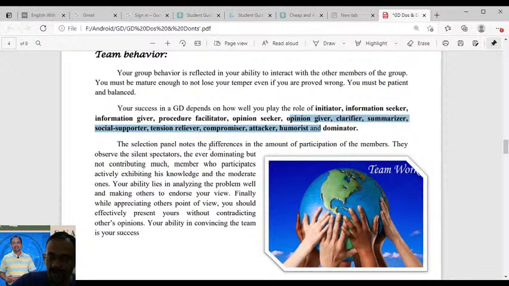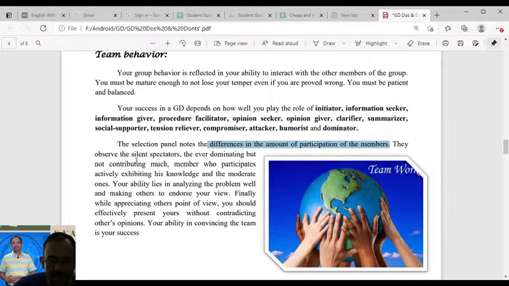Okay, so the selection panel notes the differences in the amount of participation of the members. Like if you are sitting very quietly for the entire duration of the discussion, then you shall not be selected. Okay, even when your turn is not there, whenever somebody is speaking and he is seeking some clarification, you can sort of participate. Okay, you can participate in the discussion. You should not sit just quiet in the discussion.